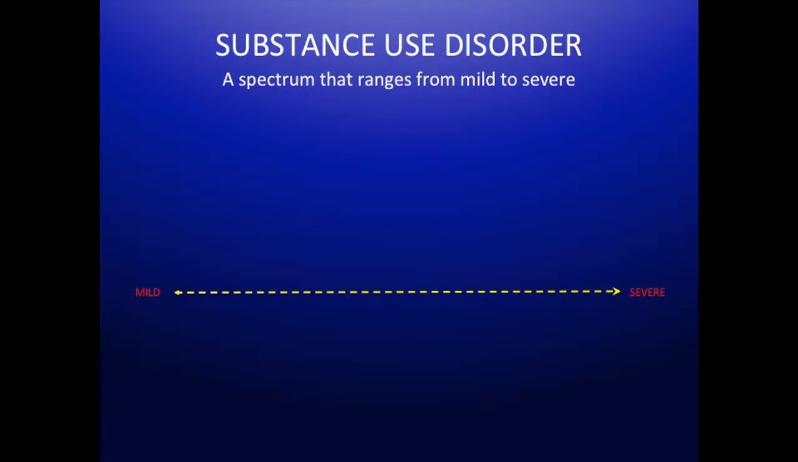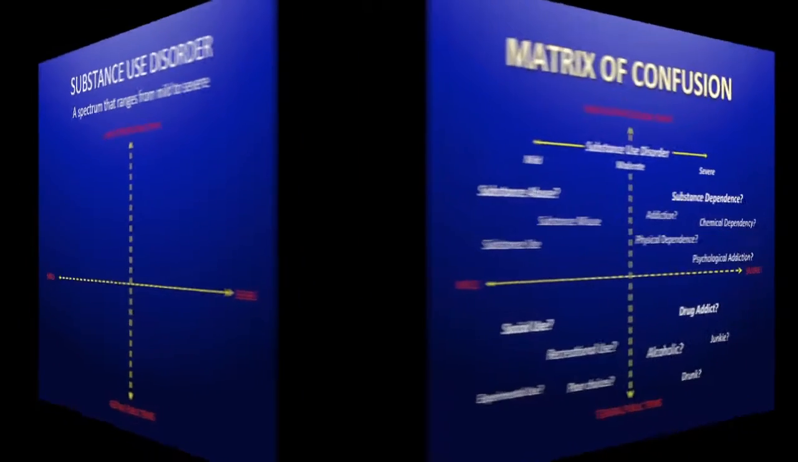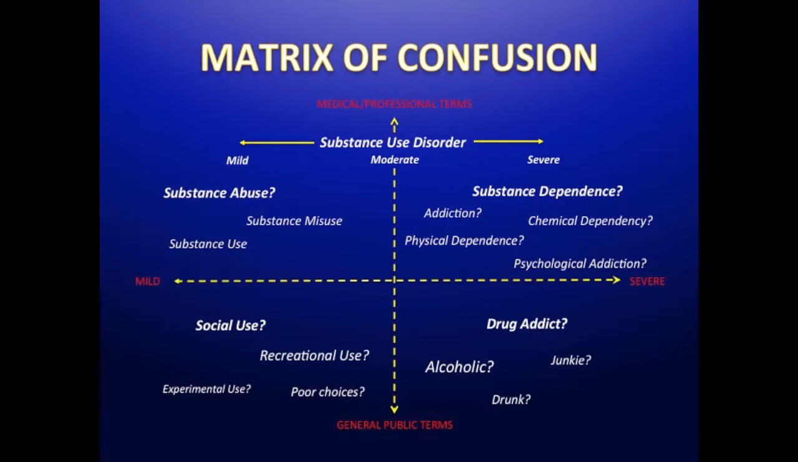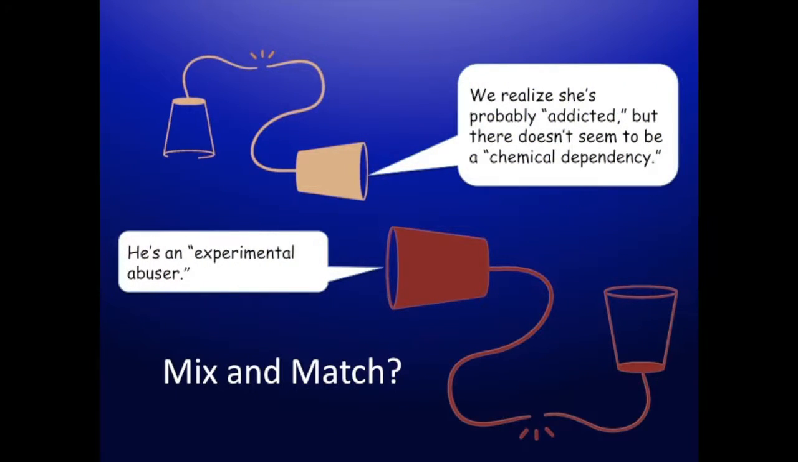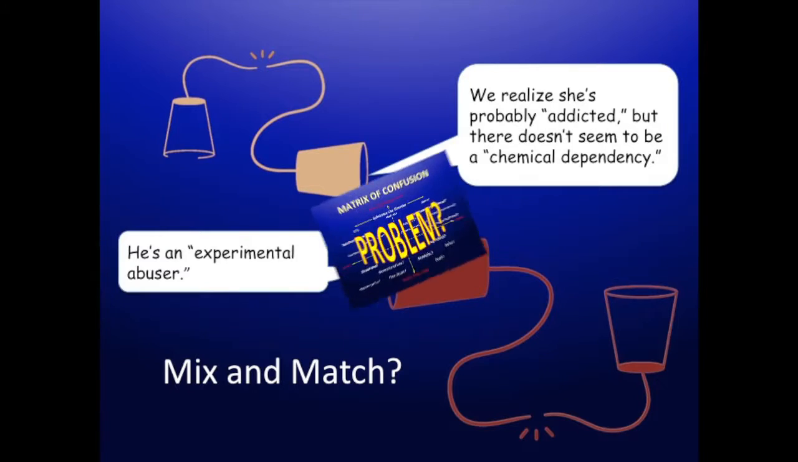But what really adds to the confusion is that there's a second spectrum that ranges from the medical or professional terminology on one end and the general public or the layperson's terminology on the other end. Put these two together and it creates what I call a matrix of confusion. Because what happens is we've got all these terms floating around and this sort of cross-pollination occurs. People mix and match all these terms, and like a bad game of telephone, everybody comes up with their own definitions, and they lump all this together into one default word, which is problem.